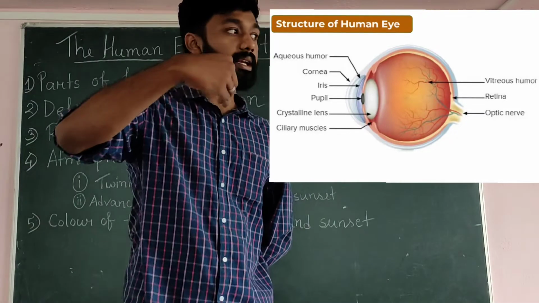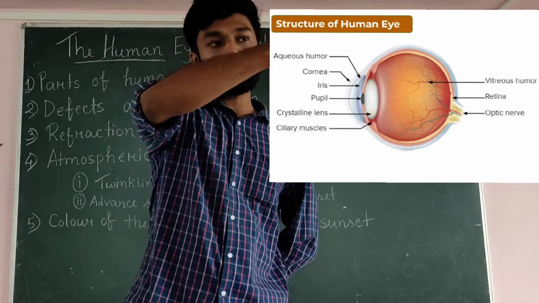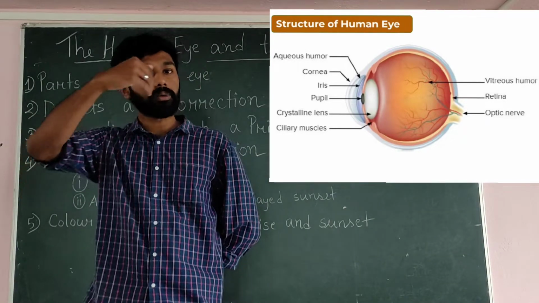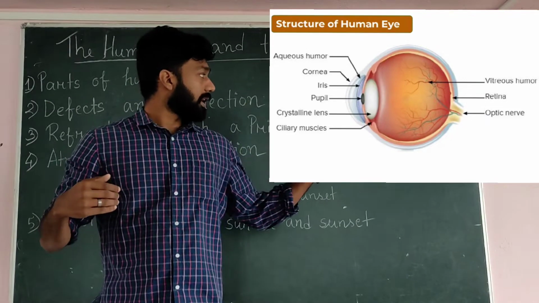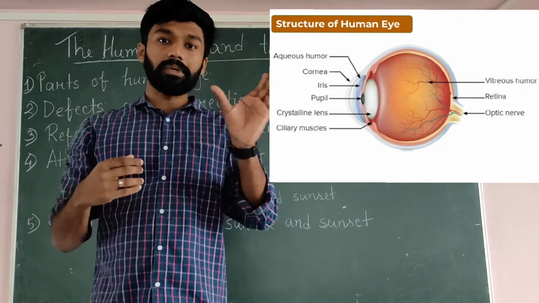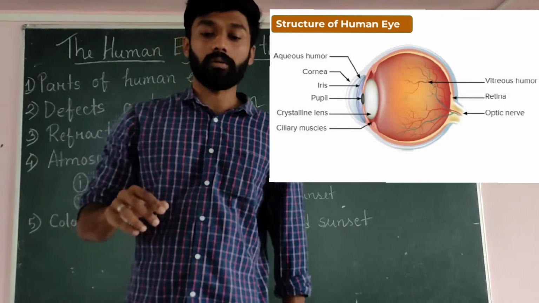Then after entering through the pupil, that means the iris will decide either to enter or not. If it is entering through the pupil, then it will directly come and fall on the lens. Lens means what? The lens of the eye. The eye lens is convex in nature.